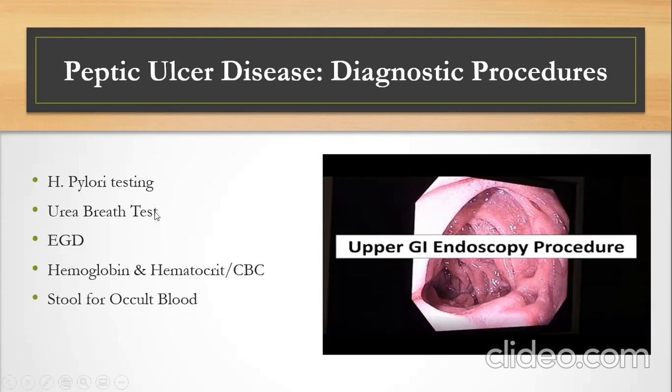The other way you could test for H. pylori is through the stool or through the urea breath test. Okay, all these tests are not going to tell you the patient has an ulcer, but they could lead you to why they have the ulcer and then help you treat the ulcer. The EGD is going to be the only thing that's going to actually visualize, okay, this person has an ulcer. The H&H, hemoglobin and hematocrit, those are your red blood cell counts.